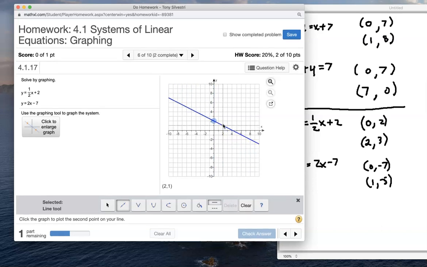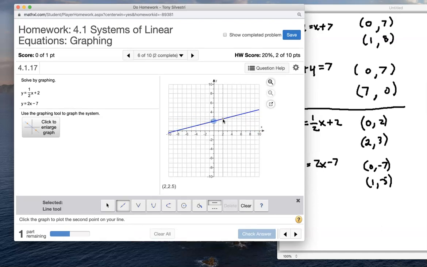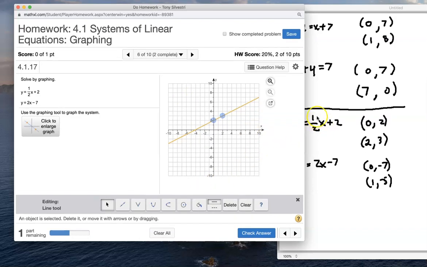2, 3. 2 is horizontal, 3 is vertical, right? Oh, you could do 2. Oh, I saw there was a 2.5. Well, it's okay. Do what I said. Okay, that must be a new thing, a recent thing that they added to this, because generally you can't graph fractions. At any rate, that's done.